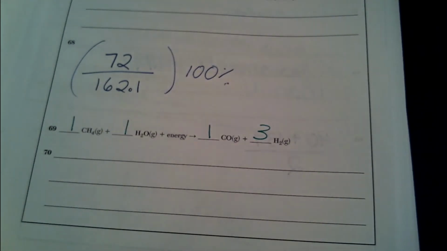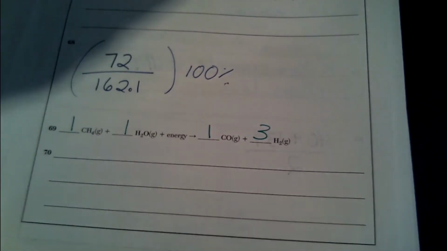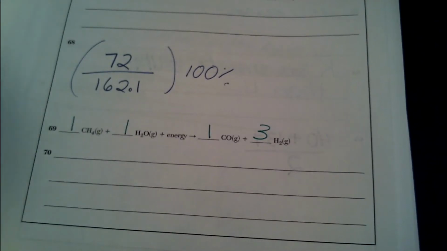Question 70. Explain in terms of collision theory why an increase in temperature increases the rate of the reaction between methane and steam. Okay, collision theory. Basically, the faster stuff moves, the more often it's going to collide. The more stuff there is, the more often it's going to collide. The smaller the volume, the more often it's going to collide. The higher the pressure, the more often it's going to collide. You squish stuff together or make them move faster, they're going to collide more.